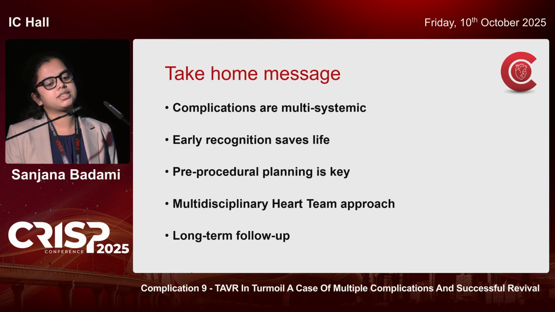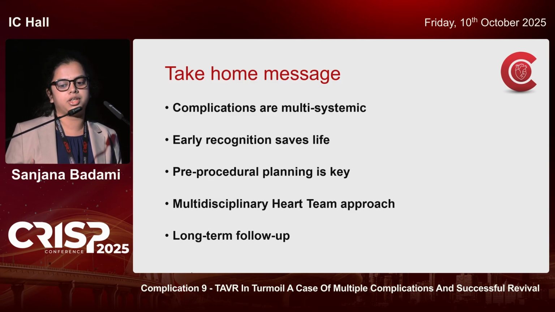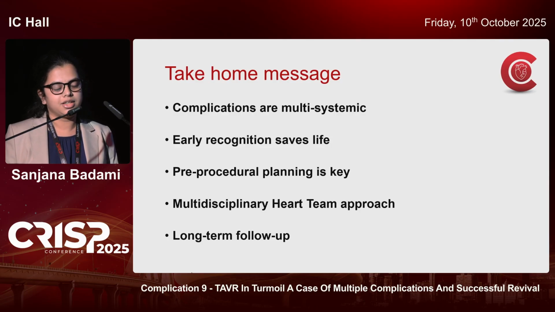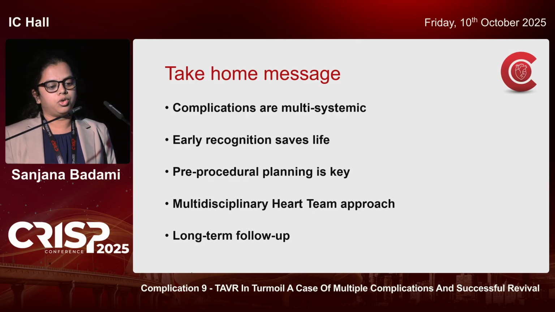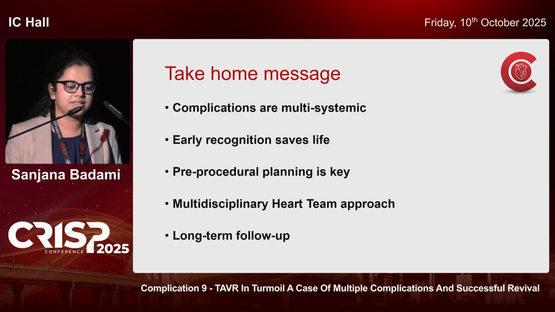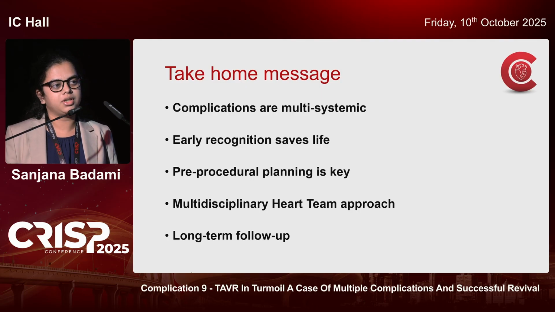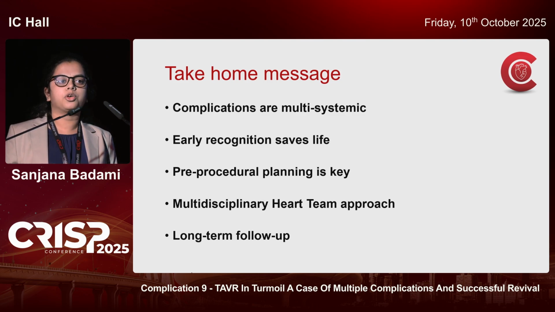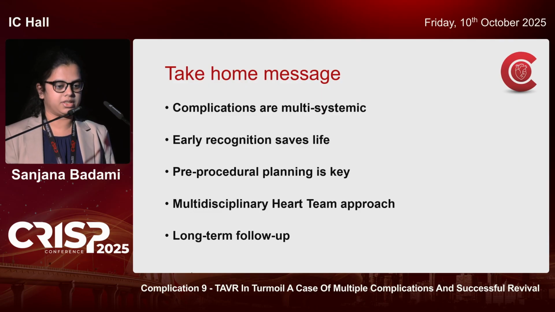So the take-home message is that complications can be multisystemic. We had in this patient everything from vascular injury to valve thrombosis: vascular injury, conduction disturbances, paravalvular leak, stroke, acute kidney injury. Except cardiac tamponade and annular rupture, every possible complication was seen in this patient. So pre-procedural planning is the key. Early recognition saves life, and a multidisciplinary heart team approach played the key role in the management of this patient. And long-term follow-up also helps to prognosticate these high-risk patients.